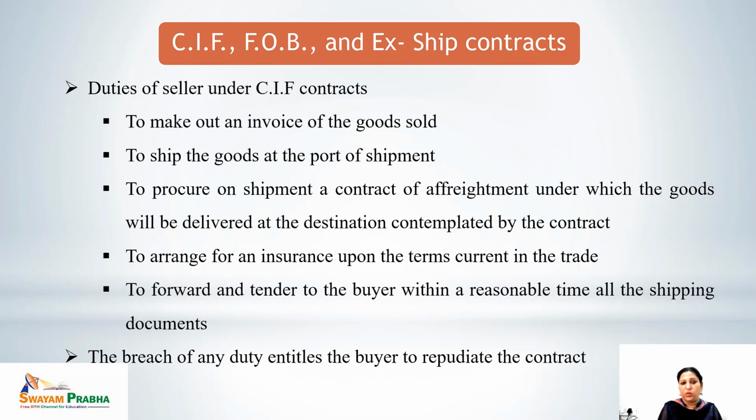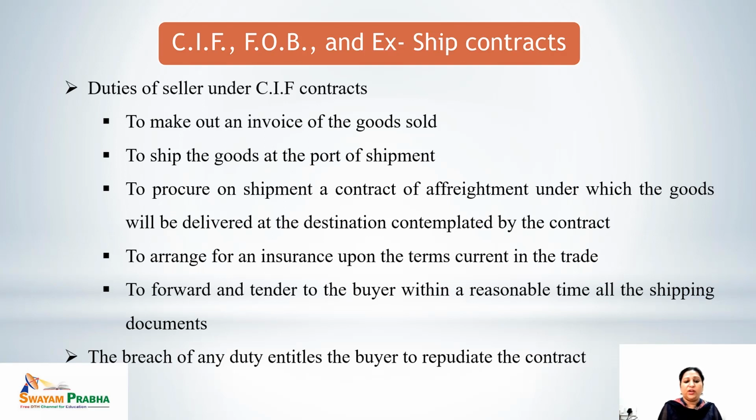As I have already told, when the contract of sale is made under the CIF contract, the insurance terms are also decided. So it becomes the duty of the seller to arrange for the insurance upon the terms which were already decided during the contract, and to forward and tender to the buyer within a reasonable time all the shipping documents. That means not only the ownership of the goods, but all the shipping documents are to be tendered to the buyer within a reasonable time, and it is the prime duty of the seller.